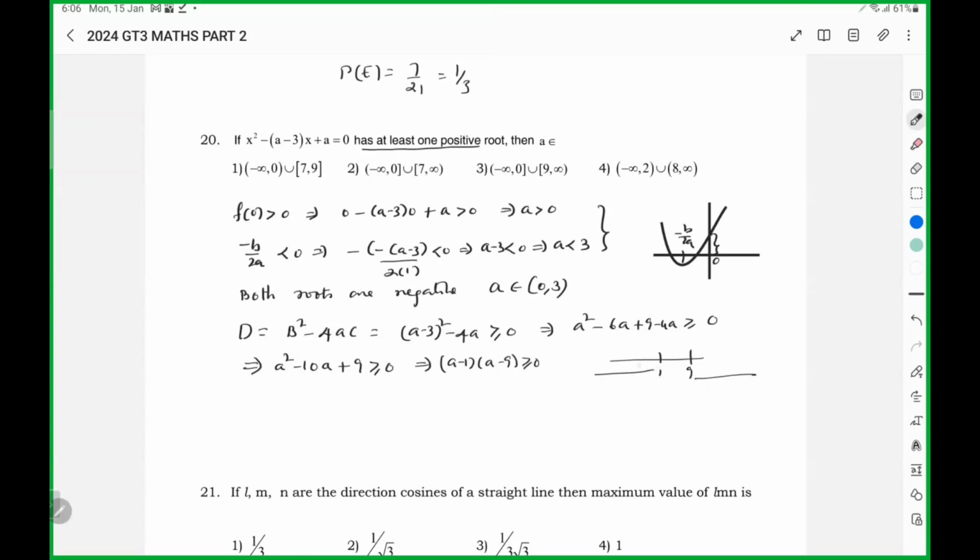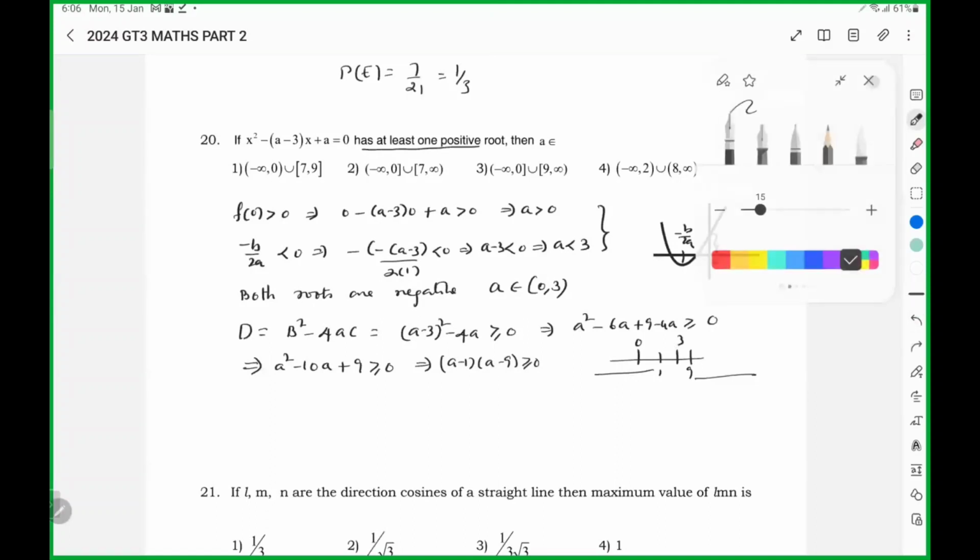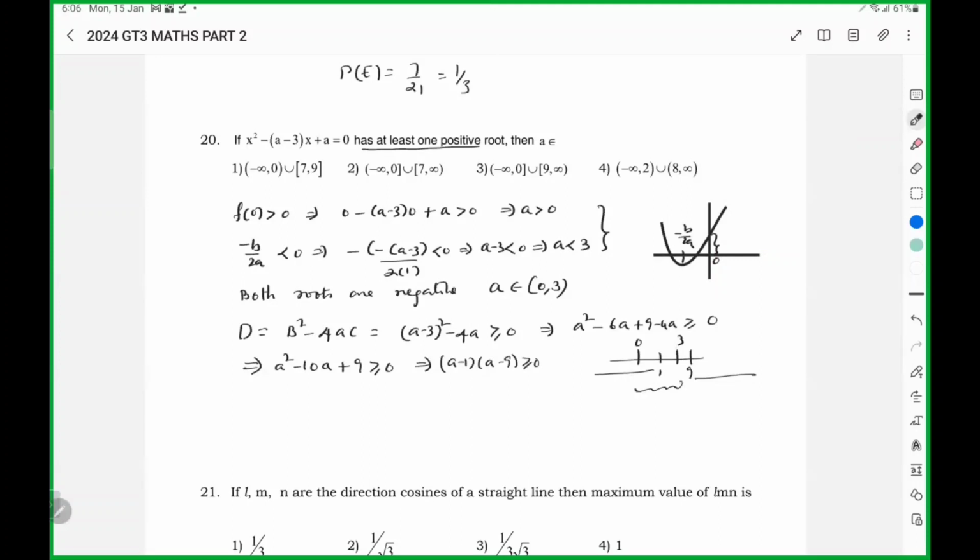So 0 is somewhere here, and 3. So negative roots are possible in the 0 to 3 region. Now it should have positive roots, which means a should not be between 0 and 3. So a belongs to minus infinity to 0, union, it should not be before 3, so union 9 to infinity.